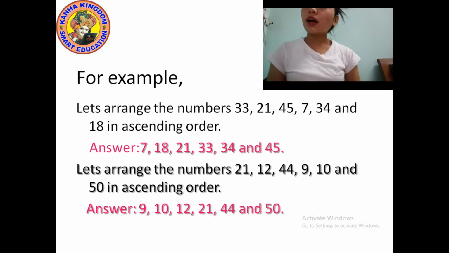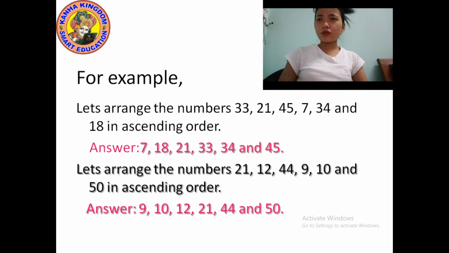So after 21 which number is smallest from 33, 45, 34? 33, because 33 comes just before 34, right? So write 33 fourth, and after 33 there are two remaining numbers, 34 and 45. From 34 and 45 which number is smaller? That is 34. So write 34 fifth, then 45 is the biggest number.